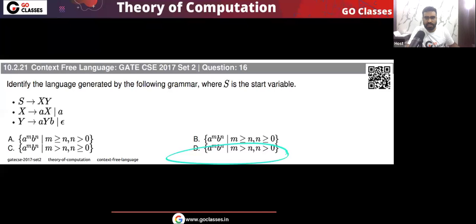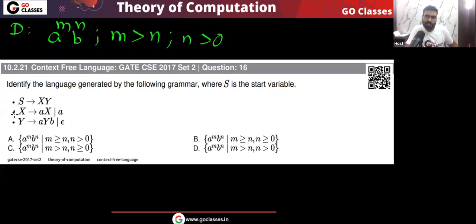Now you tell me about option D. What changes should I make in the given grammar so that I can get answer option D? Because if you look at option D, that is a^m b^n, and remember, here m is greater than n and n is greater than 0. So here m is greater than n, and I have a^n b^n, so from here you can easily see that I can write a^+ a^n b^n, because I need more a's than b's.